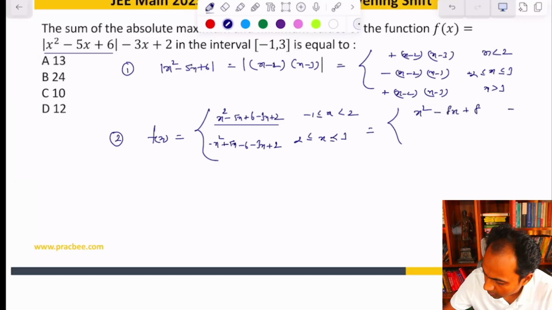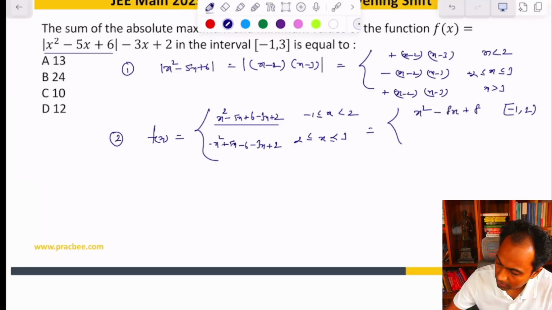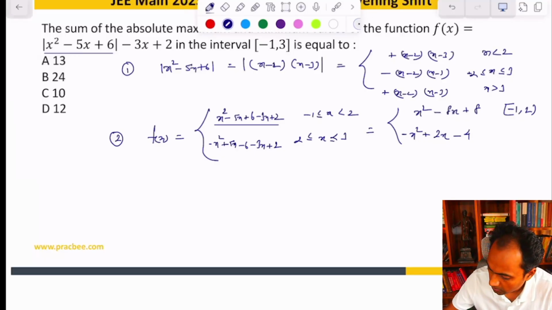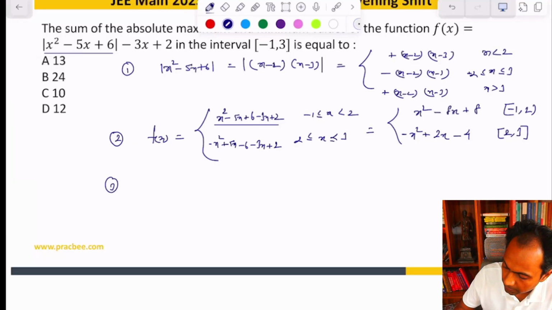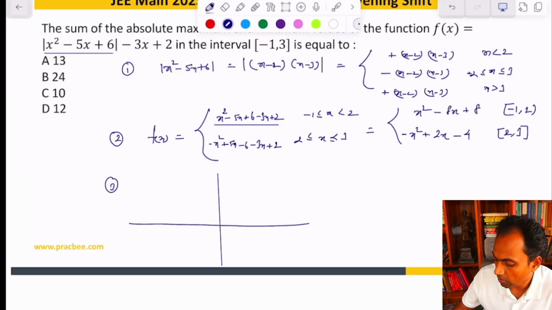This is for the values between minus 1 and 2. And for the other values, it will become minus x square plus 2x minus 4. This is for values between 2 and 3. So once we have got this, in the third part, we can draw the graph.